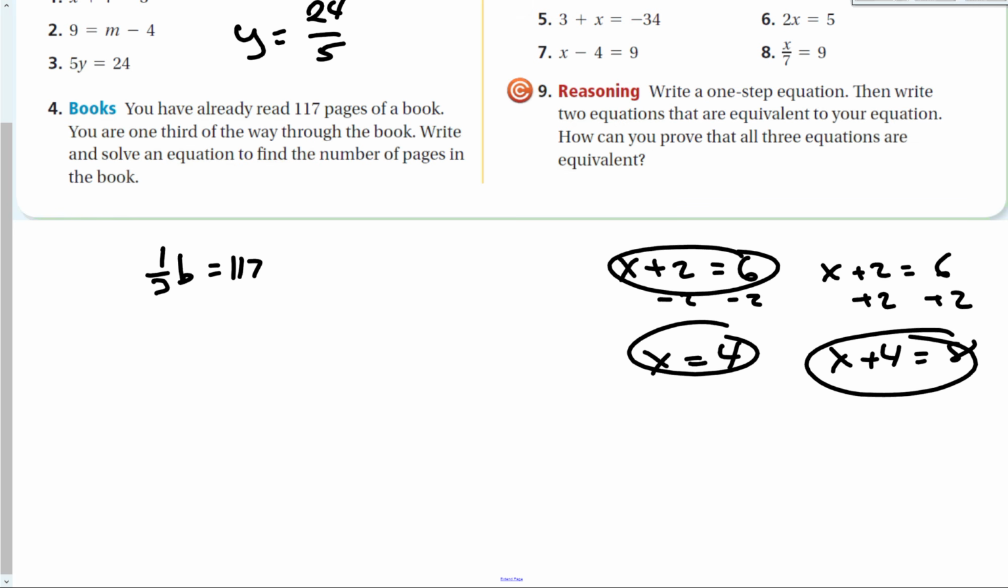And I can prove it because I can solve them all, and I'm going to get x is equal to 4 for all of them. I could even go super crazy and maybe multiply an entire equation by something to get equivalent equations, and we'll deal with that a little bit in the next section. And that is 2-1, solving one-step equations.